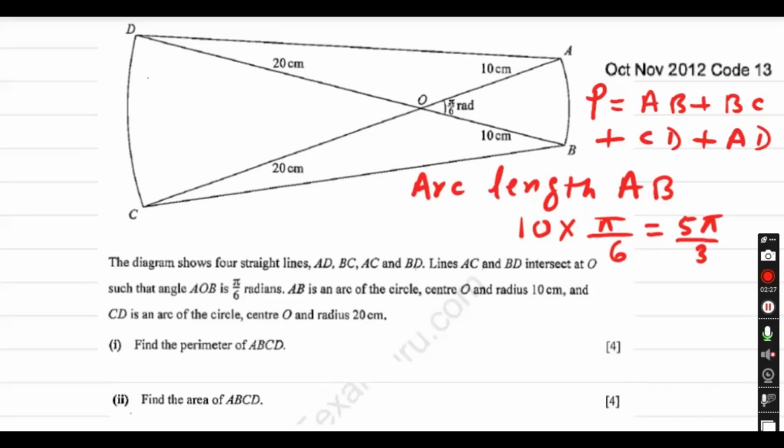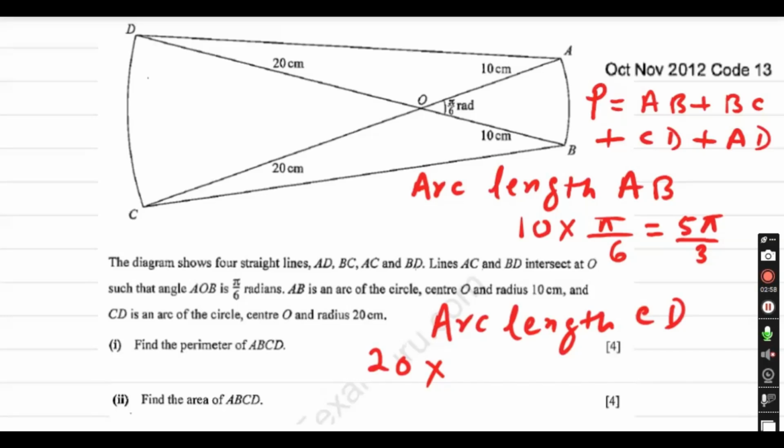The next thing is to find the arc length CD. There are two arc lengths in this shape. So arc length CD. The formula of arc length is r theta. Here radius is 20 multiplied by the angle. What is the angle?